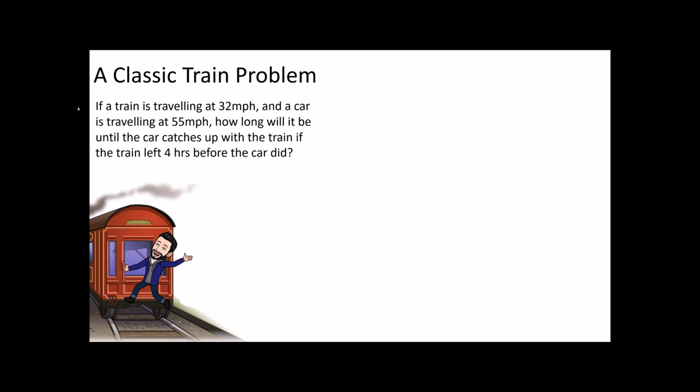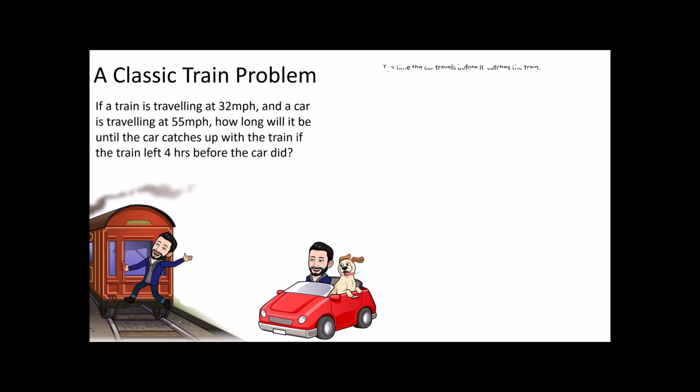So when I read this, I look at the question. The question says, how long will it be until the car catches the train if the train left 4 hours before the car? Notice we are looking for the car's time. It's important for us to identify that because the time the car travels is different from the time the train travels. The train actually left 4 hours before the car did. So we're going to be dealing with two different times.